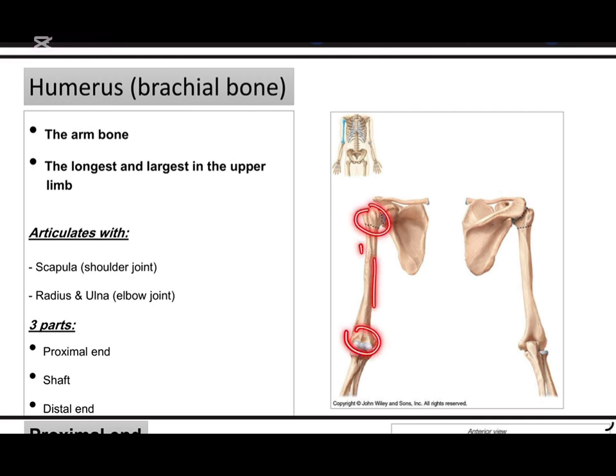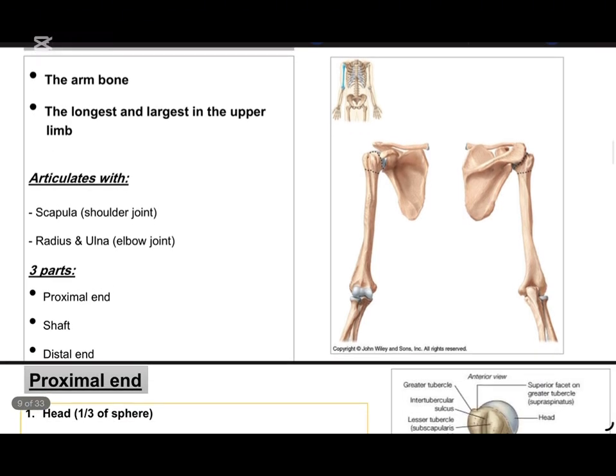I call this end the proximal end. This end is the distal end. And in between, this is the shaft. Okay? This bone is the longest and largest bone in the upper limb. Okay, not the whole body. So it articulates proximally with the scapula at the shoulder joint, and distally it articulates with the two bones of the forearm at the elbow joint.